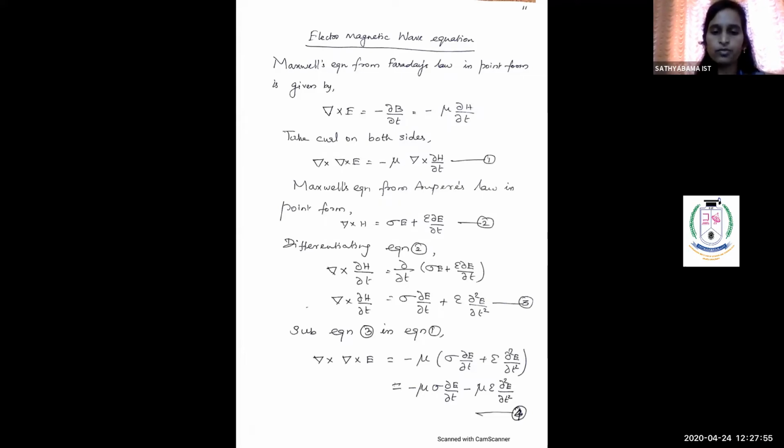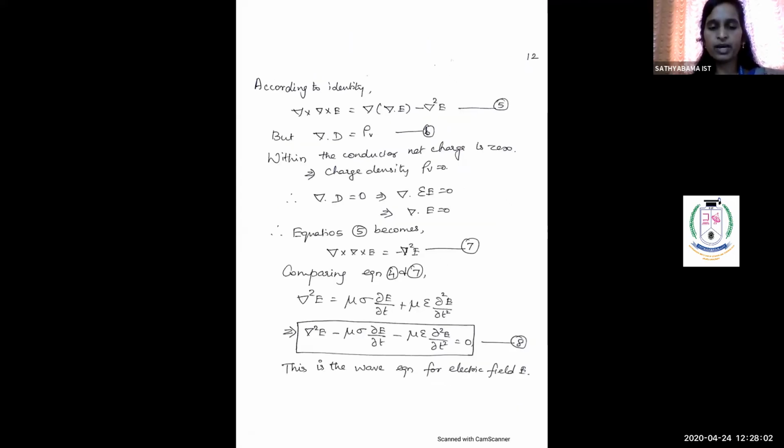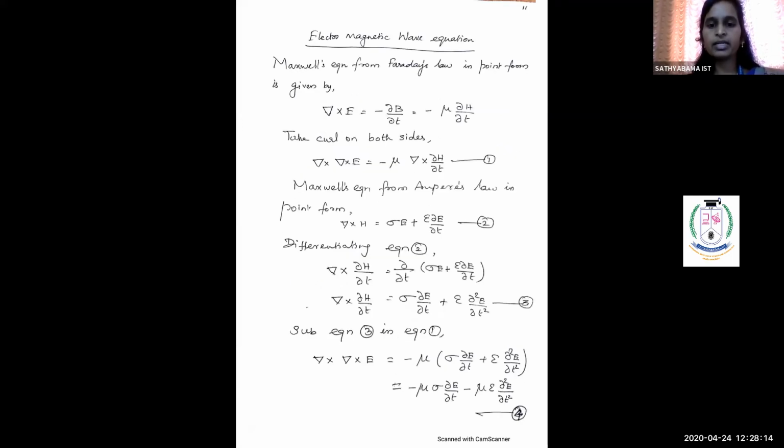In your equation number 4, you have, on your left hand side, del cross E. In the same way, in the 7th equation also, we have del cross E on the left hand side, which is equal to minus del square E. Now we can equate the right hand side of our 4th equation and our 7th equation. When you equate and simplify it, you are getting del square E is equal to mu sigma dou E by dou T plus mu epsilon dou square E by dou T square.